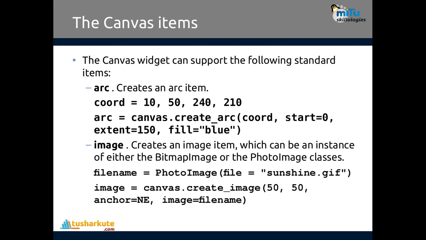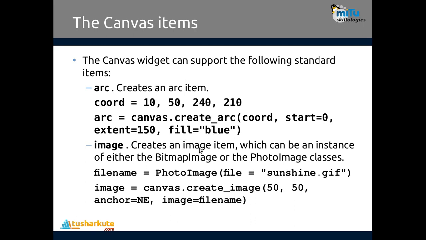The canvas widget can support the following standard items, just like arc. You have to draw an arc with these coordinates. Check it out, with these coordinates we can draw this particular arc. This is the starting coordinate, and these are the ending coordinates. I've given canvas.create_arc, a function to create it. Coordinates, starting from 0, extend till 150, and fill with blue color. Angles are given, from the 0th angle till the 150 angle. The highest angle of an arc will be 360. So filling with blue color.